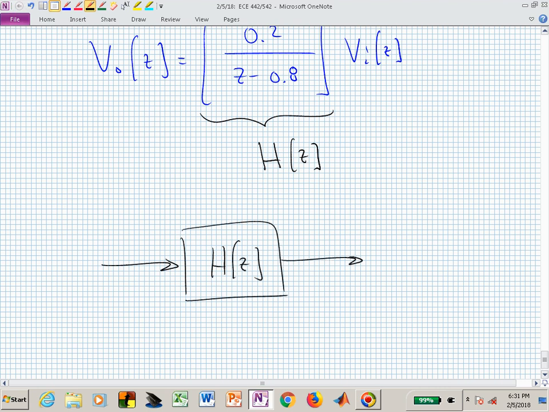So that now we can think of our question in terms of this block diagram. We have an input hitting or exciting a transfer function and producing an output.